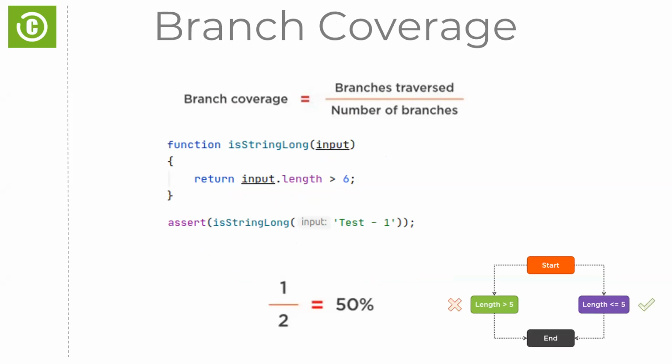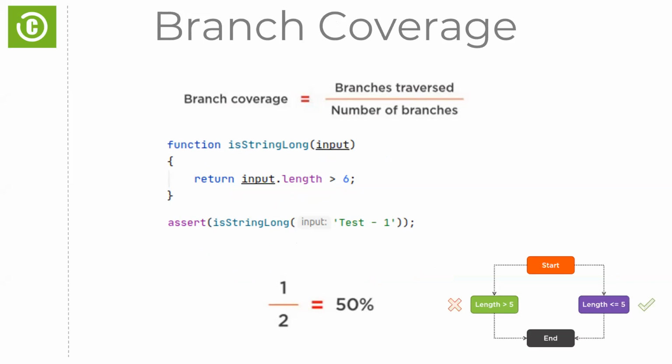So next is the branch coverage. You can see in an image again, there's a formula for you. According to the formula, branches traversed over the number of branches gives us the coverage metrics. So the question would be, what are the branches we traversed? You can see an image at the right corner.